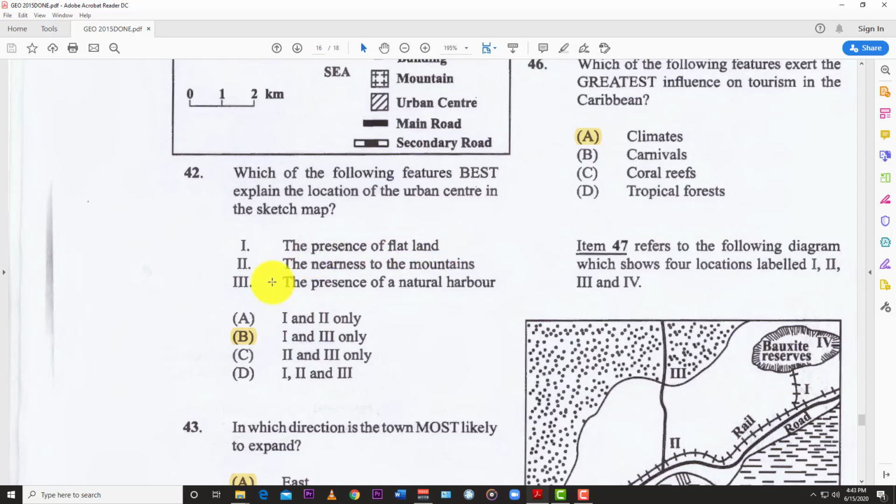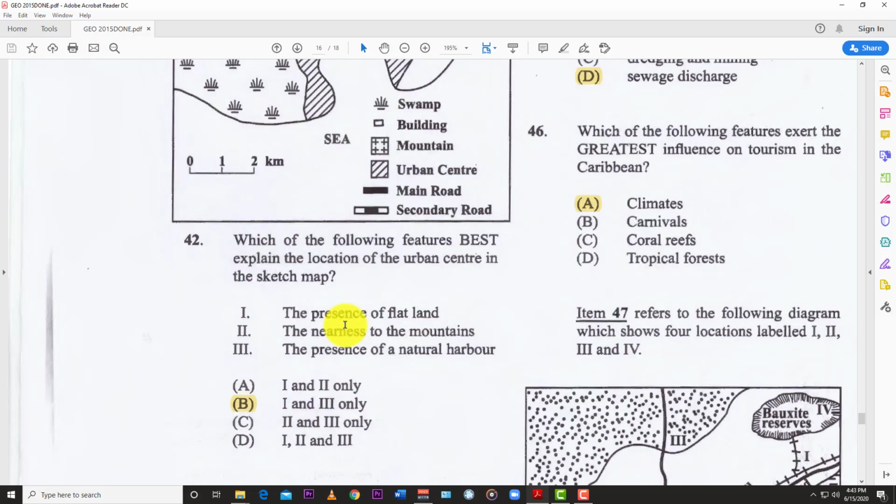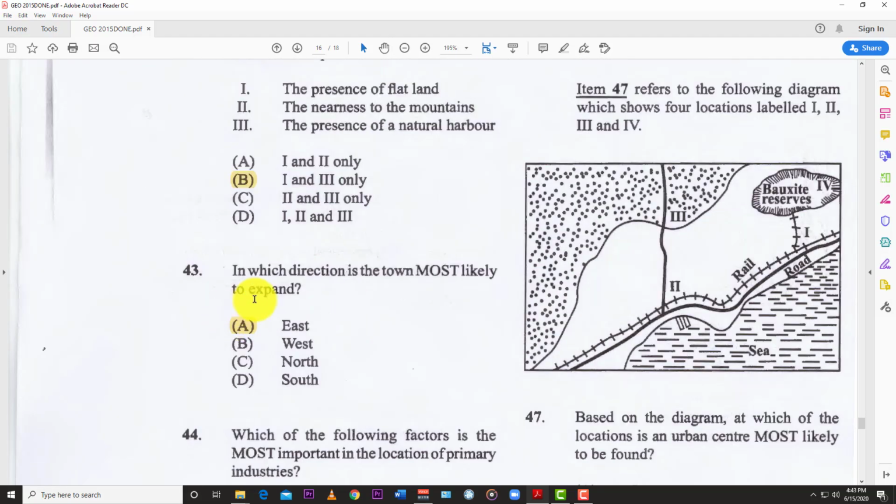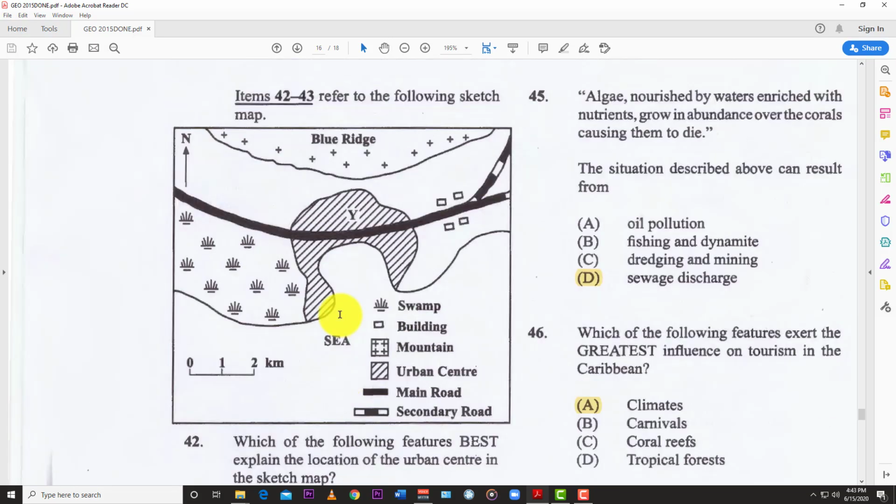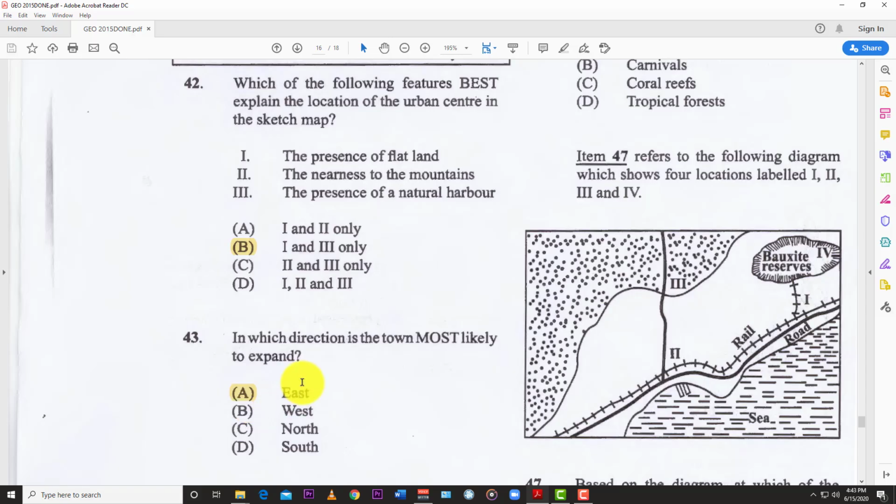1, the presence of a flatland. 2, the nearness to the mountains. 3, the presence of a natural harbor. And so the answer is 1 and 3, which is B, the presence of flatlands and the presence of a natural harbor. Alright. Number 43, which direction is the town most likely to expand? And so the answer here is east.